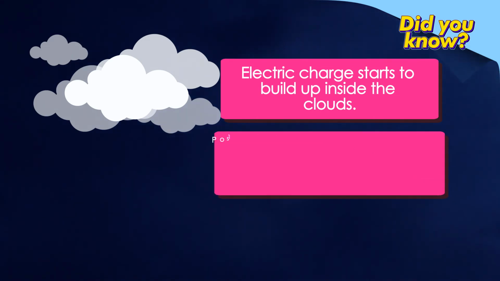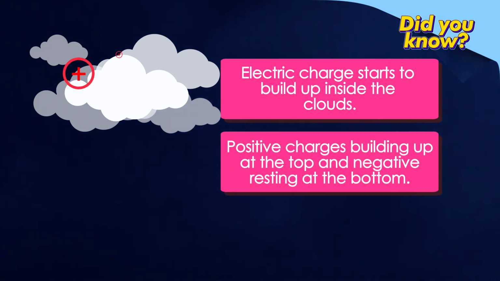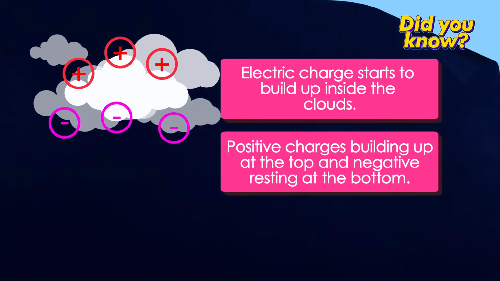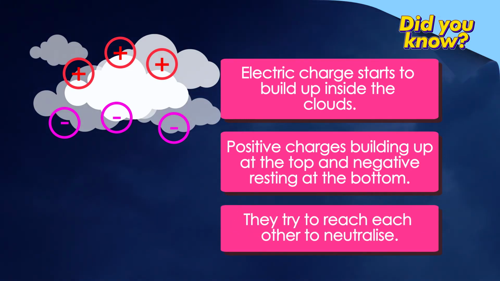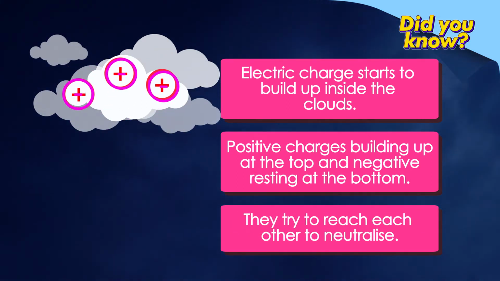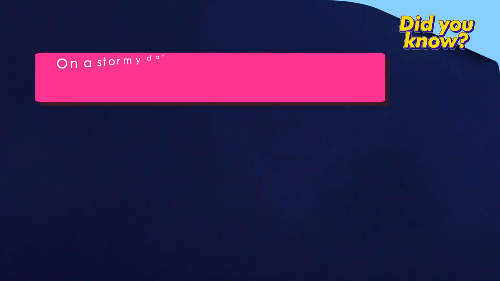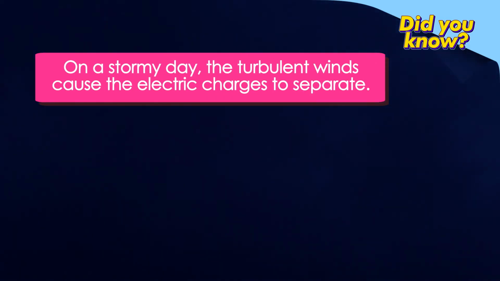Inside the clouds, there are now positive electric charges building up at the top and negative resting along the bottom. These then try their hardest to reach each other in an attempt to neutralize. On a normal day, this isn't a problem. However, on a stormy day, the turbulent winds cause the electric charges to separate.